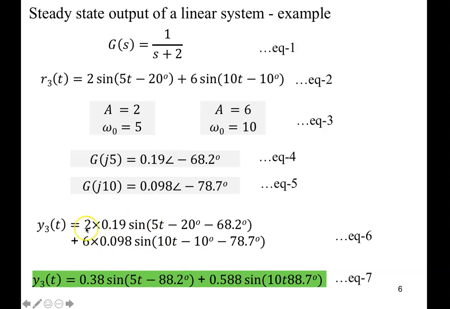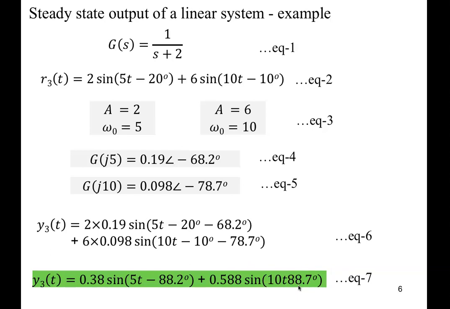Okay, so we organize that, 2 times 0.19, that will give me 0.38. Sine 5t, this combined with that, 20 with 68.2, that will give me minus 88.2. Second part, 6 times 0.098, that equals 0.588. And sine, there's a minus sign left here, so it's sine 10t minus these two numbers together, minus 88.7 here.